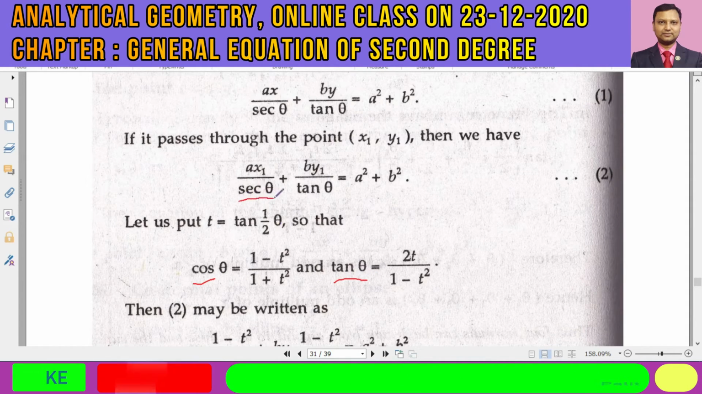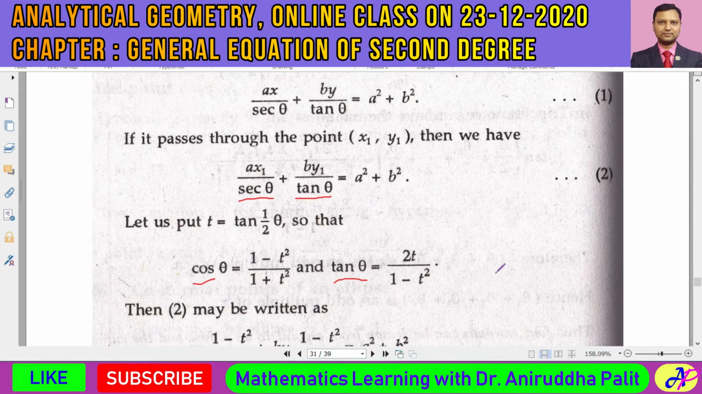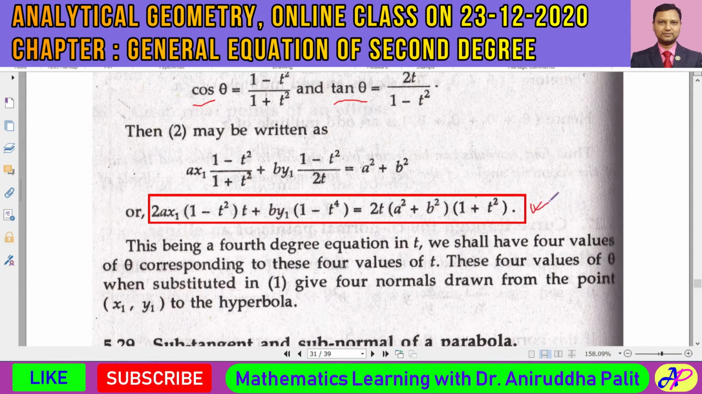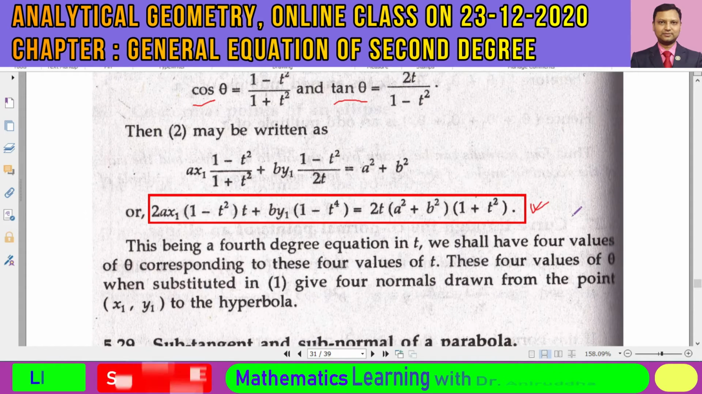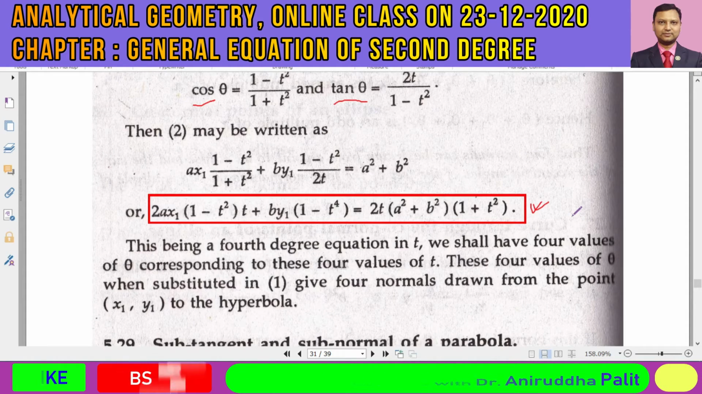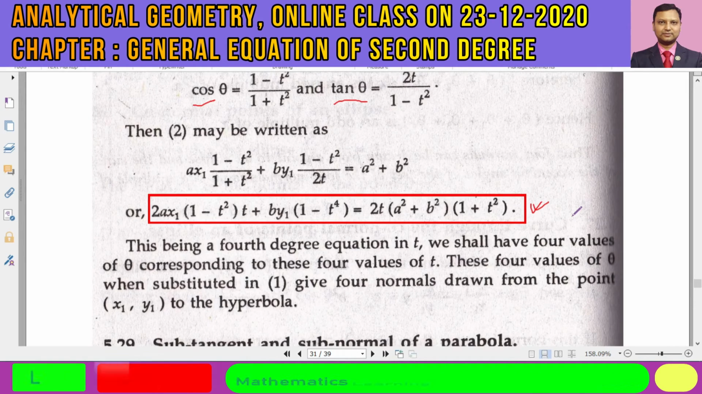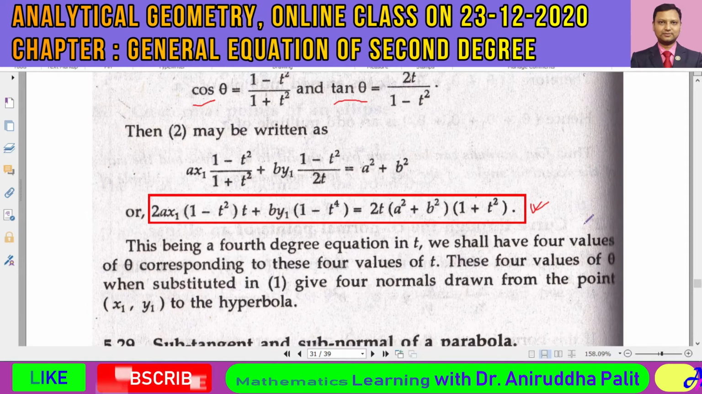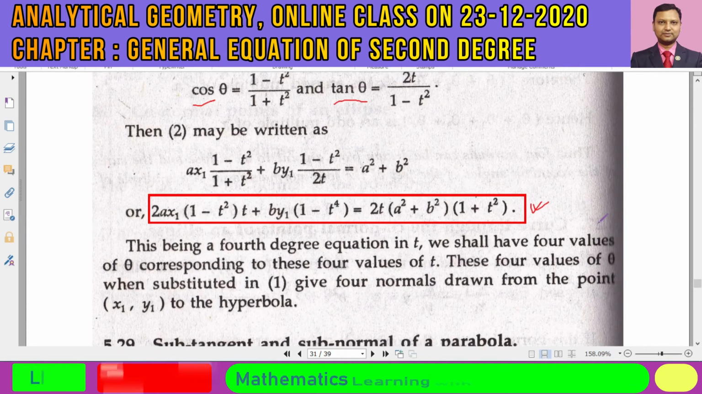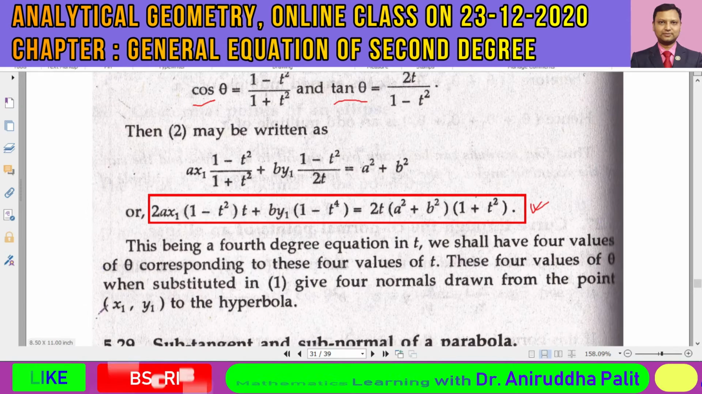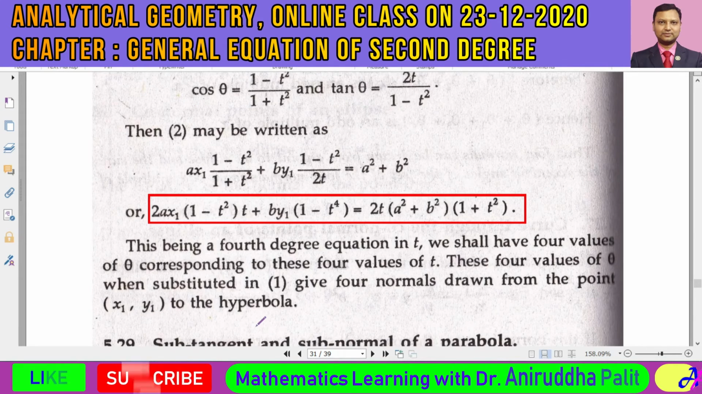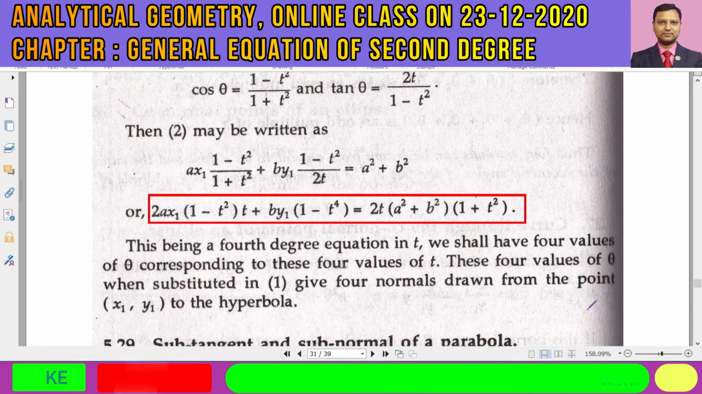If you know the cos theta, you can compute sec of theta, and the tan theta expression is already there. So again, you will get a fourth degree equation involving the variable t, and for this kind of fourth degree equation, you would get maximum four different values of t, and all these four different values of t would ultimately give us four different points on a hyperbola, so that if the normals can be drawn on those points, then all these four normals would pass through a single point x1, y1. Got it? So in case of hyperbola as well, we will have four different conormal points. Is it clear to you?